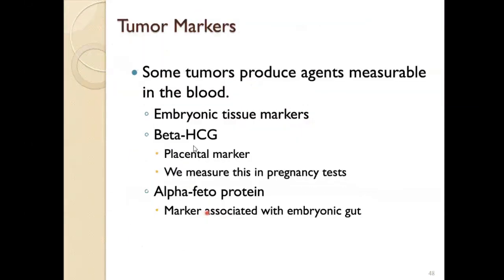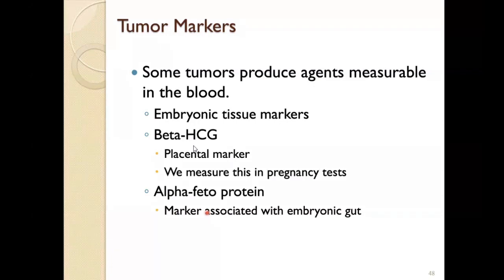So it is written here. The tumor markers, I think it is a concept you saw in general pathology, neoplasia. Some tumors produce agents that can be measured in the blood or the urine. Some are embryonic tissue markers. There is also beta HCG, which is a placental marker.